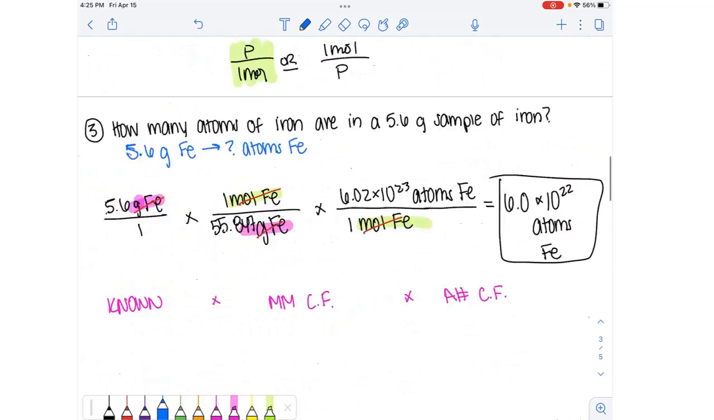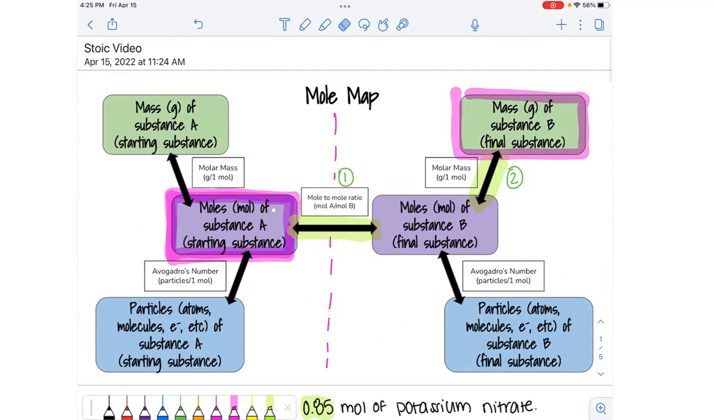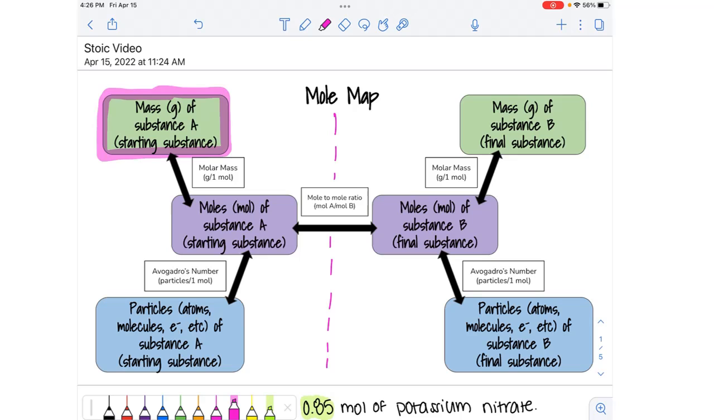So this time on our mole map, we are starting out with mass of one substance. So we're starting here with mass of a substance. I need to end up in mass of a different substance. Ooh, all the way over here. Wow. Okay, how many arrows do I need to go through to get there? 1, 2, 3. A 3-step conversion in which I use the same conversion factor twice, but I'm using it for different substances. So the ratio will not be the same.